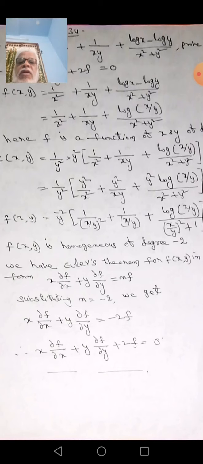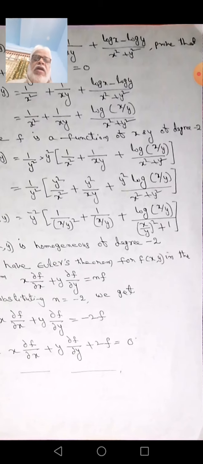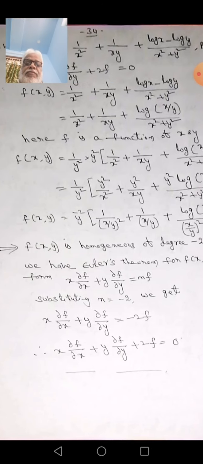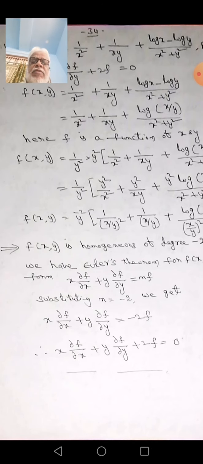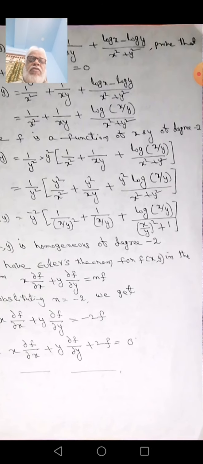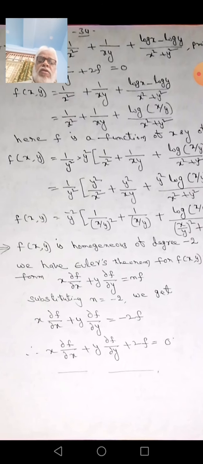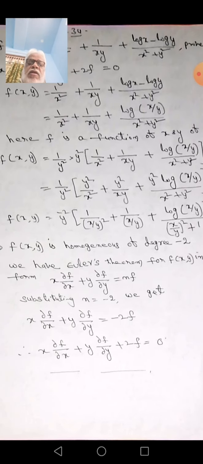So f of x y is equal to minus y square times 1 by (x by y) whole square plus 1, by x by y plus log of x, by (x by y) whole square plus 1. Here f of x y is homogeneous of degree minus 2. So we have Euler's theorem for x y, that is x dou f by dou x plus y dou f by dou y is equal to n f, where here n is equal to minus 2.